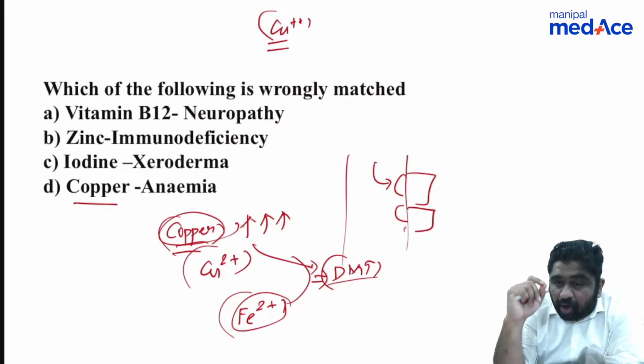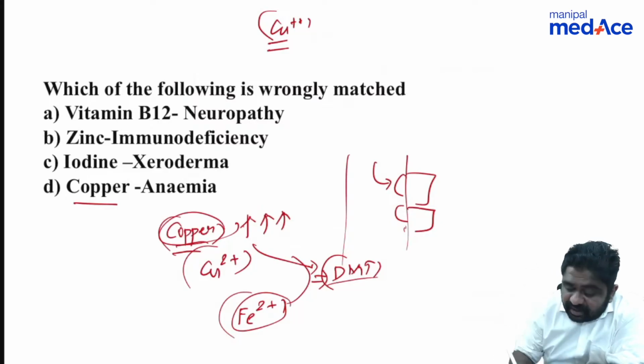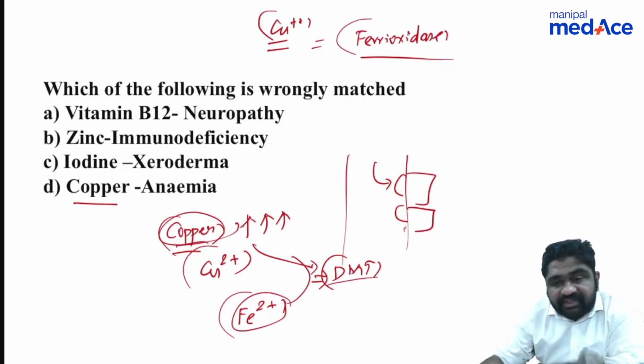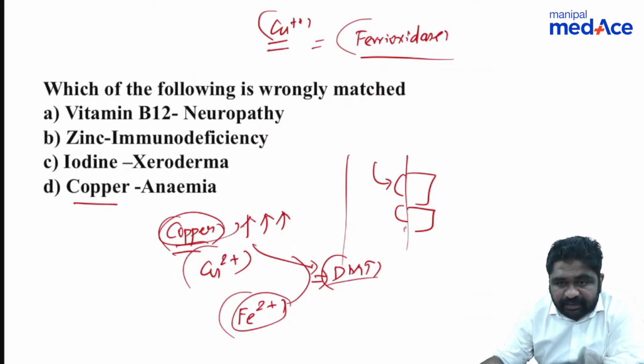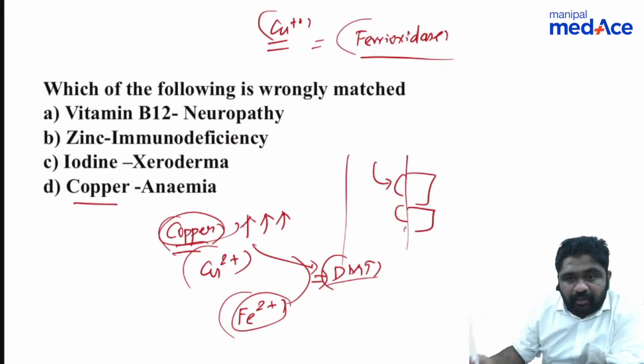At the same time, copper is important as a ferroxidase enzyme. Who is the ferroxidase here? Copper is at the center of ceruloplasmin, which is acting as a ferroxidase to convert Fe2 plus to Fe3 plus. If that is not there, you will not be able to have hemoglobin.